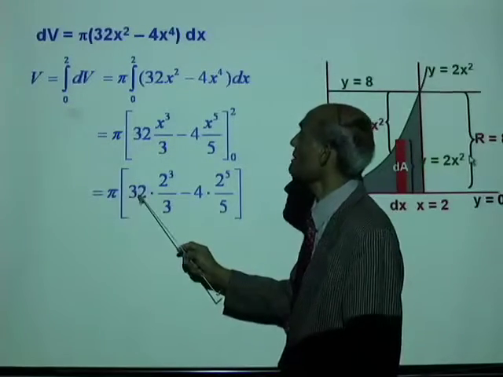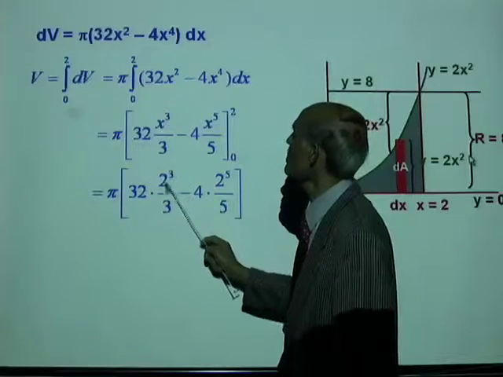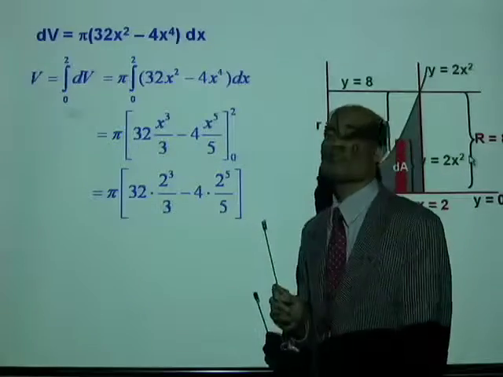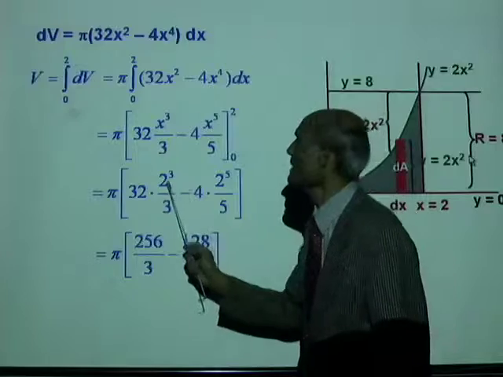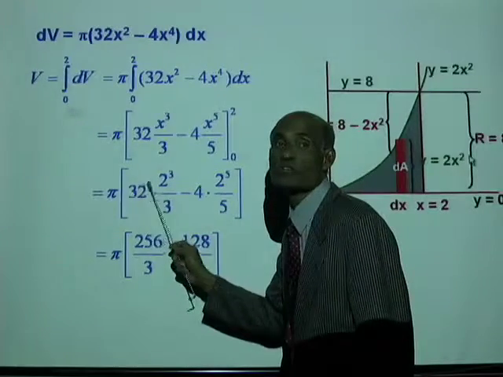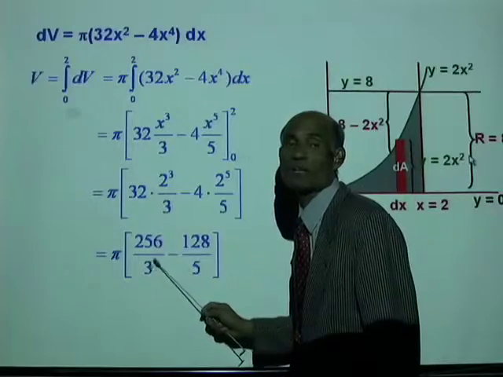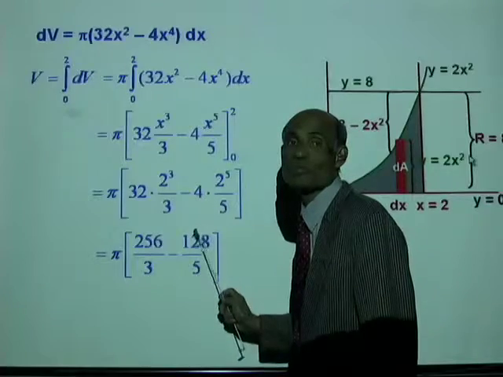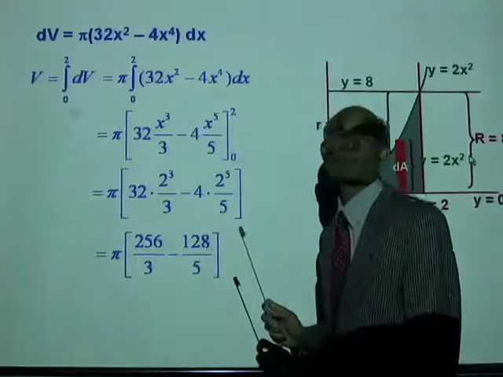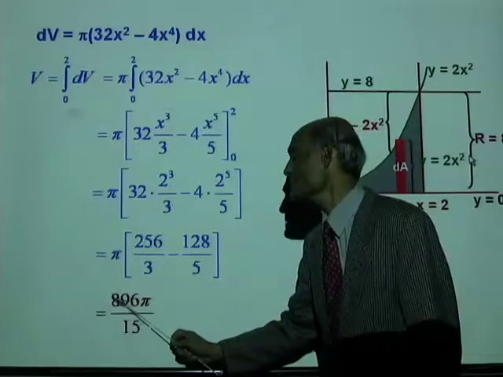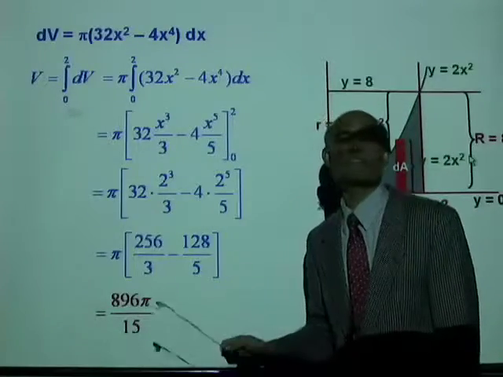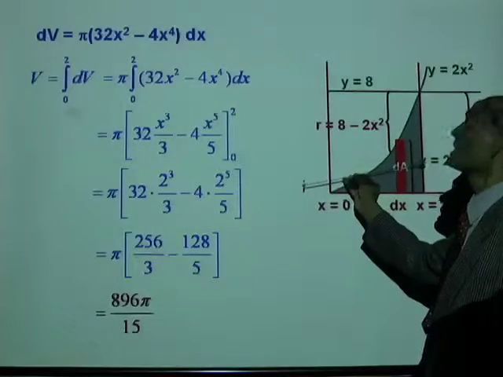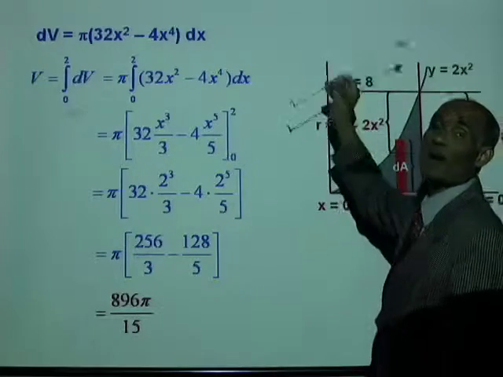So replace your x by 2. That will give you pi times 32 times 2 cubed over 3 minus 4 multiplied by 2 to the power of 5 over 5. And calculate that. 2 cubed is 8. 8 times 32 is 256 divided by 3 minus 2 to the power of 5 is 32 times 4 is 128 divided by 5. And simplify that, you get 896 pi over 15 is the volume of the solid generated when this area is revolved about the line y equal to 8.